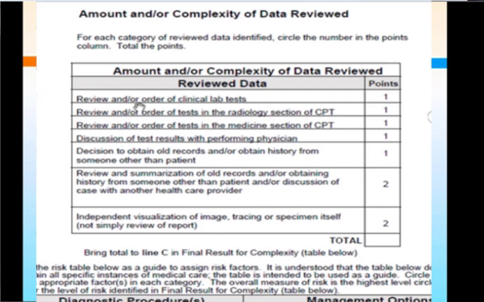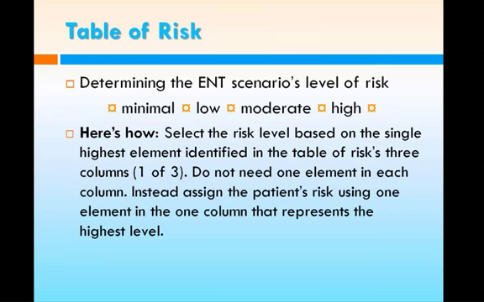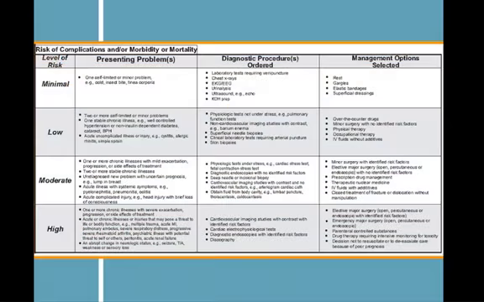Now on to the difficult part. Let's determine the ENT scenario's level of risk. So we're going to go back to our scenario. You select the risk level based on the single highest element identified in the table of risks 3 columns. You don't need one element in each column. You instead assign the patient's risk using one element in the one column that represents the highest level. To get started, classify the level of these elements: presenting problem, the diagnostic procedure ordered, and the management options selected.